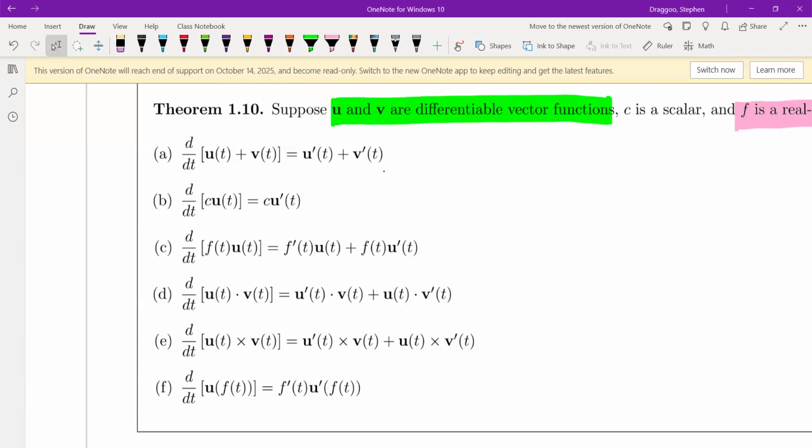And then the chain rule is the last one we're looking at. If we're going to take a real valued function, a scalar valued function, and plug it into a vector function, chain rule applies, again, just as we would expect it to.